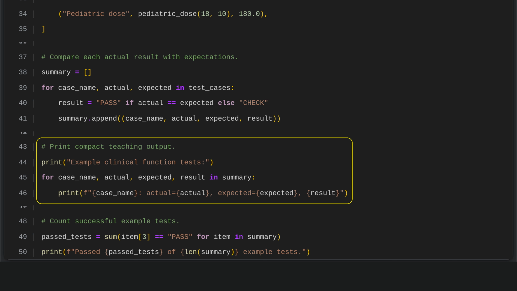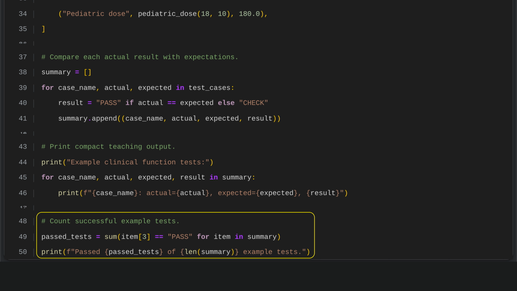The code prints a header for the clinical function tests, then reviews each test case in the summary. For each one, it shows the case name, the actual and expected results, and whether the test passed or needs further checking. This gives a quick overview of which tests succeeded and which may need investigation.